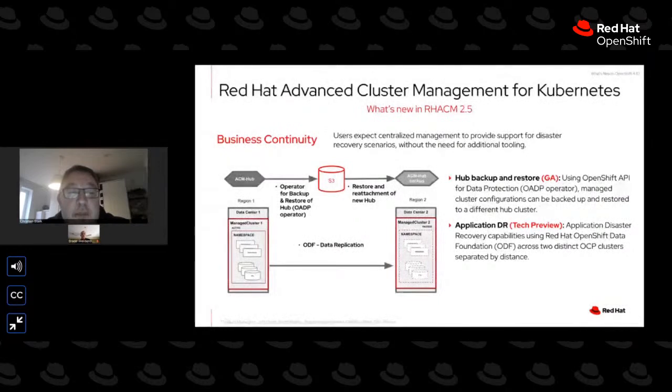ODF ensures your application data volumes, PVs, are consistently and frequently replicated, resulting in reduced data loss on recovery. DR operators that are enabled with RH ACM automate the DR failover and failback processes, ensuring that your recovery is fast and free from manual errors.